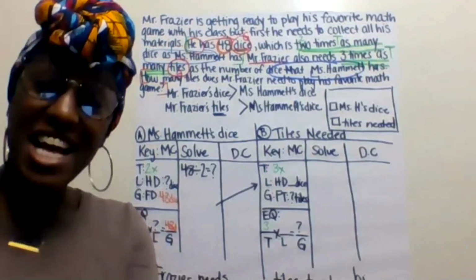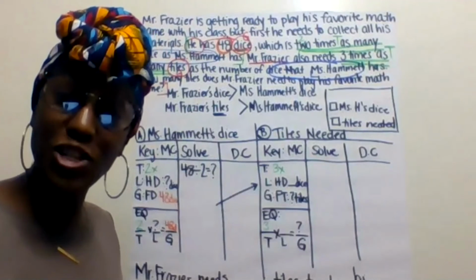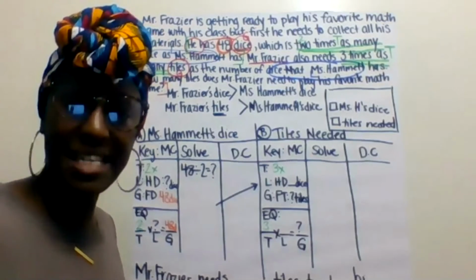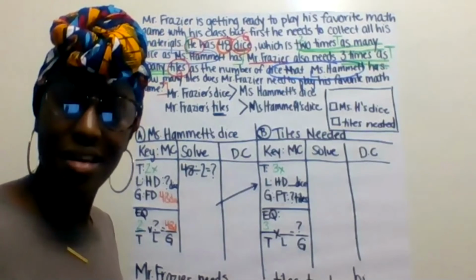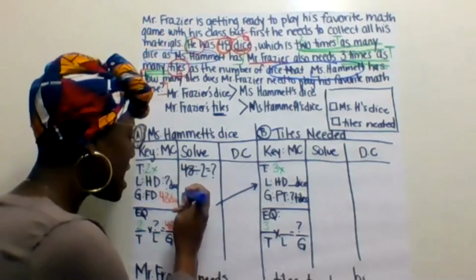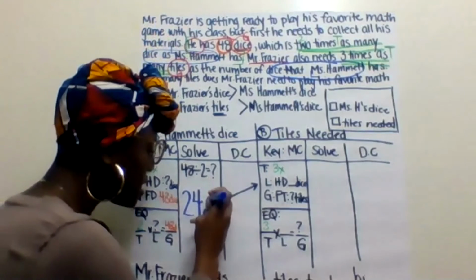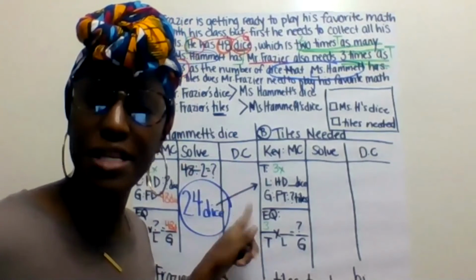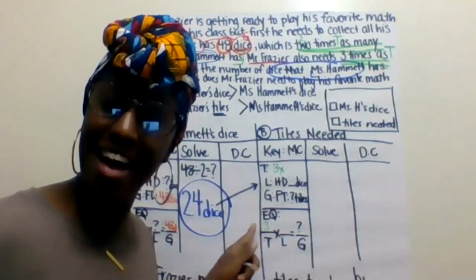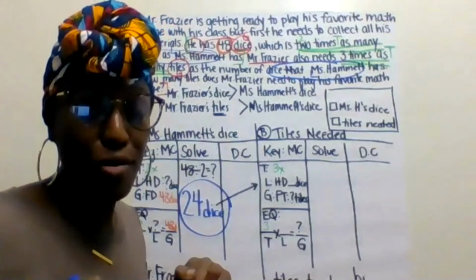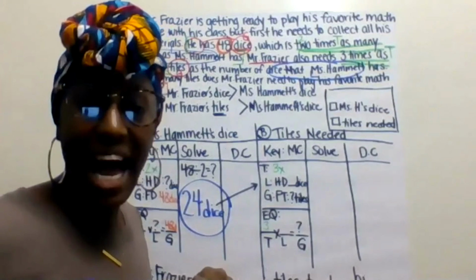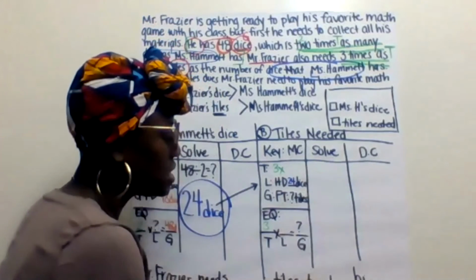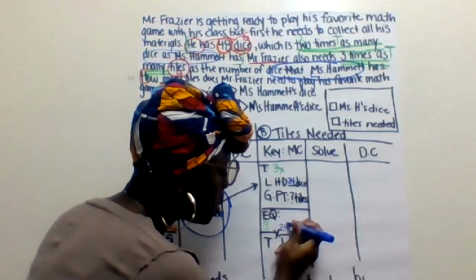All right, let's bring it back. Talk to me. What answer did you get for your first step? How many dice does Miss Hammett have? Nice work. She has 24 dice. I loved how you used a tape diagram model to help you double check that. Nice work. We've been working so hard with multiplicative comparison models. Now, we had to bring that over here. So I'm going to write that into the key, 24, and I'm going to write it into our equation.